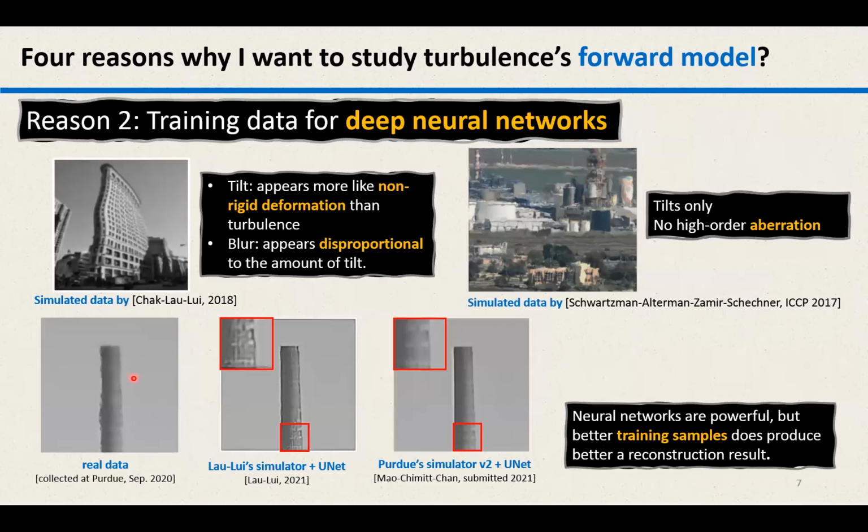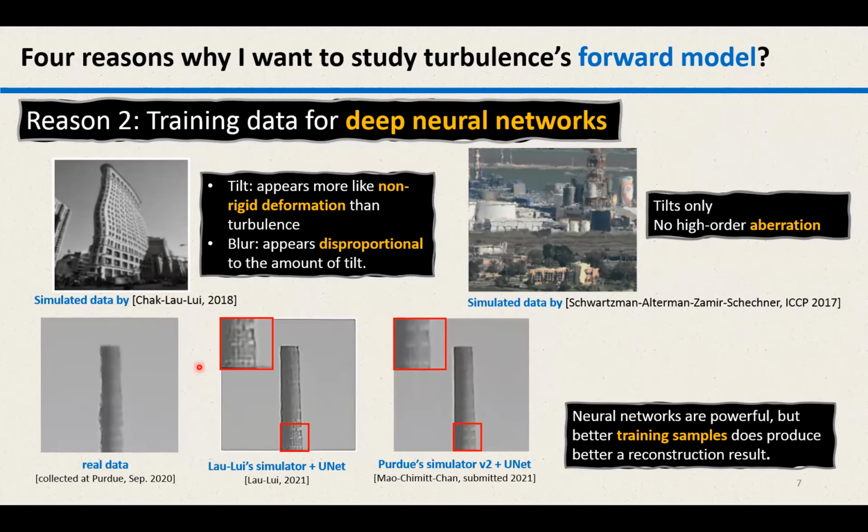Another reason that I want to study the turbulence forward model is that we are mostly interested in generating data. We are mostly interested in training deep neural networks for the reconstruction tasks. However, for different simulators, the generated data will have different quality. As a result, some simulators are able to simulate better images, some are not. The implication to the reconstruction algorithm is that better images that adhere to the physics better usually give you better reconstruction results.